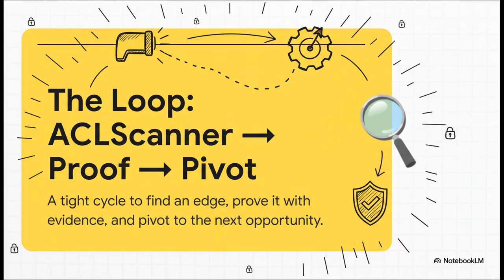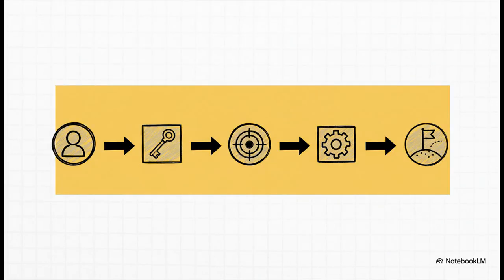It's so simple. First, you scan with a tool, let's say ACLScanner in PowerView, to find a potential path. Next, and this is key, you prove that path is real with cold, hard evidence. And finally, you pivot. You use that brand new access to get a new position on the board. Then, you just do it again. It's a tight, disciplined loop. Scan, prove, pivot, repeat.